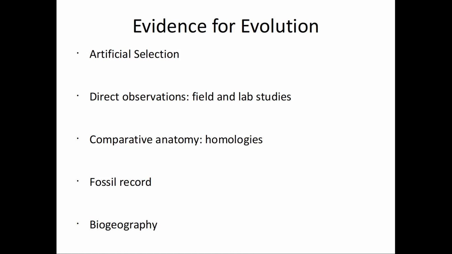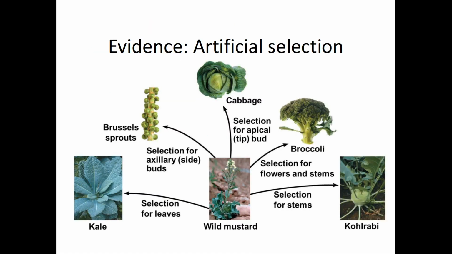All right, so what is some evidence for evolution? Artificial selection. We have some direct observations from the field and the lab. Comparative anatomy, so homologous structures, the fossil record, and then biogeography. So artificial selection, this is where we have essentially taken our hand and forced organisms, we've basically bred plants and animals to do what we want them to.